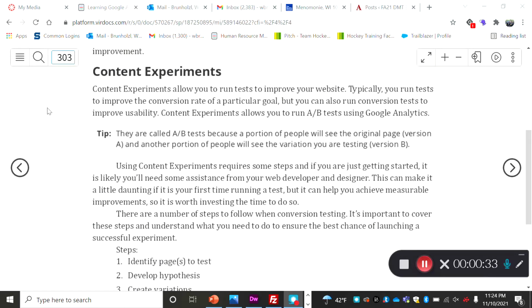This is mostly tests just to help improve conversion rate if you have a particular goal. But this is to help overall usability and just improve your overall website by running these content experiments. A lot of companies do it nowadays.